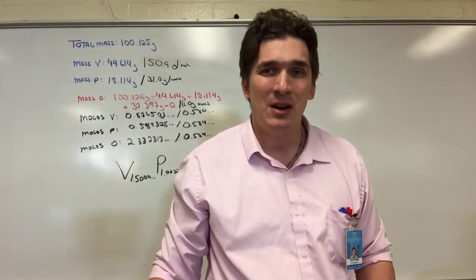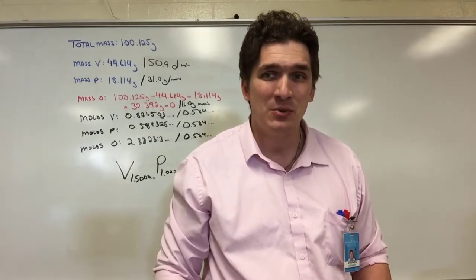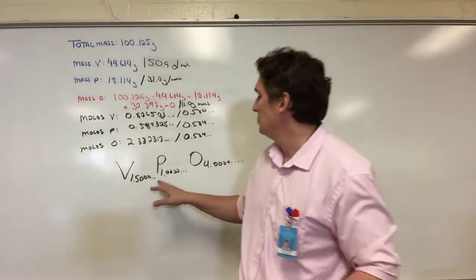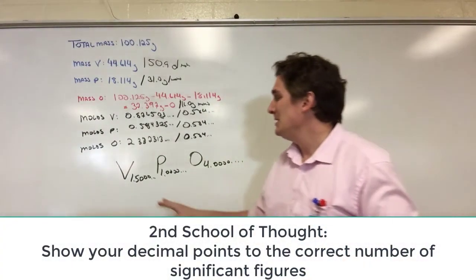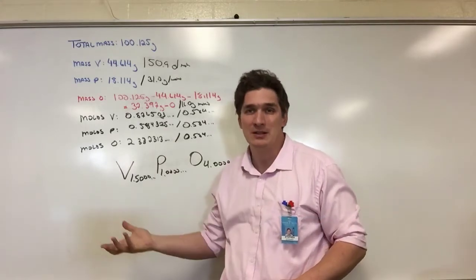Yeah, you can see the argument for saying it should be an integer because there's no reason to say that there's 1.5 to 1 to 4. But you can also see the argument saying that, well, you need to keep the decimal points to reflect how well you know the answer.